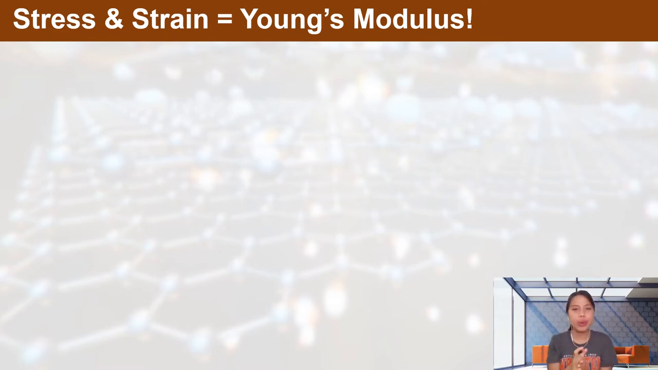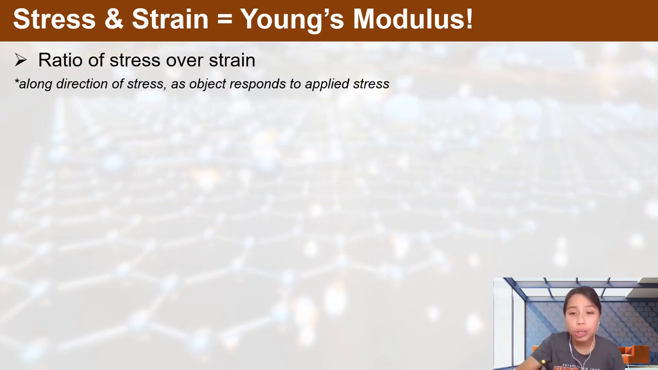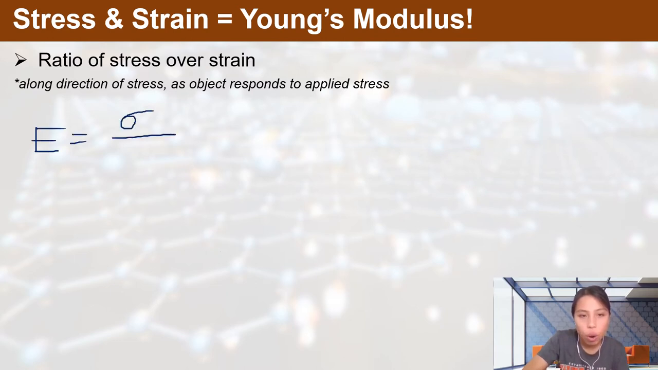Now, finally, Young's modulus, what is it? So you stress something, then it will start to strain, which means change in length. And if there's a way to measure how objects stress and strain, then that is what we call the Young's modulus. So Young's modulus is a ratio of stress over strain. Young's modulus, we use the alphabet E. So E will be stress over strain.